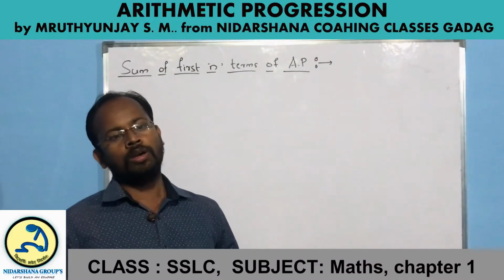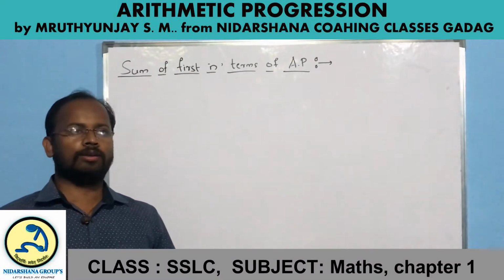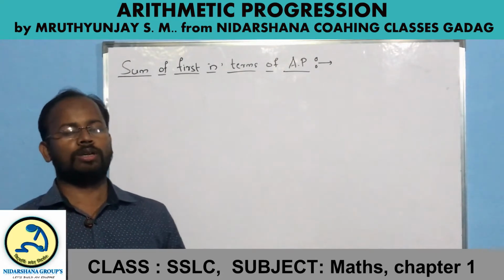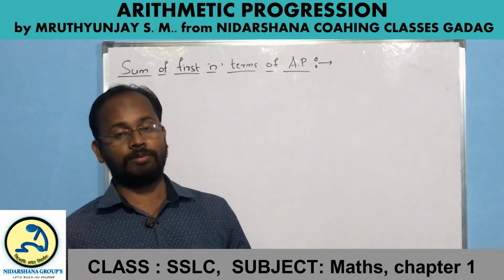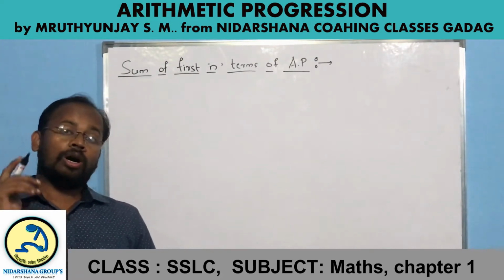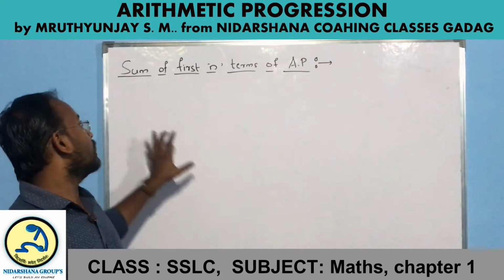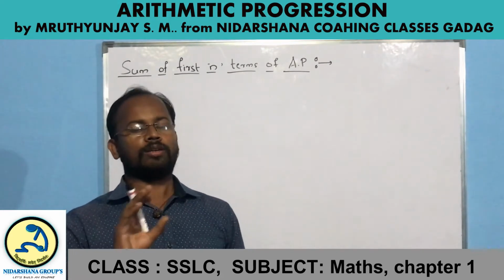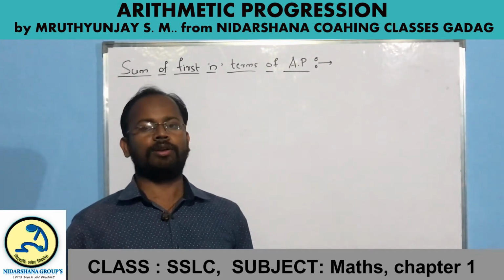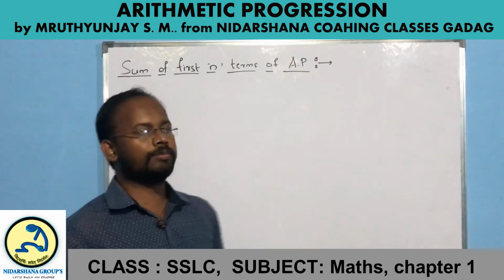Okay, so we know the general form of AP, and we know how to write the arithmetic progression, and we know how to deduce the arithmetic progression. Now it's time to discuss the sum of the first n terms of an arithmetic progression. So for this, I will use the general form of arithmetic progression.